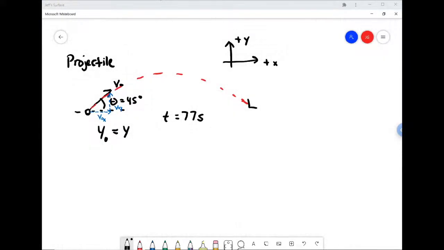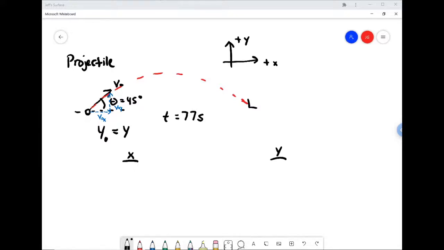So what I'm going to do is, the next step after I draw a picture and define positive and negative direction, is to write down my knowns and unknowns. But here I'm going to create two spots on the page, one for x and one for y. Okay, so over here in the x area, I'm going to write down what I know.